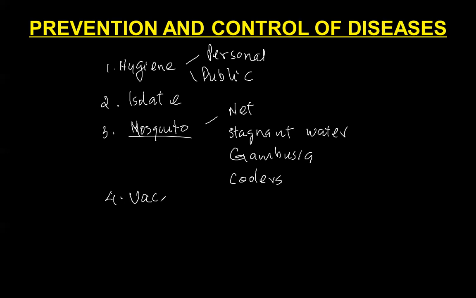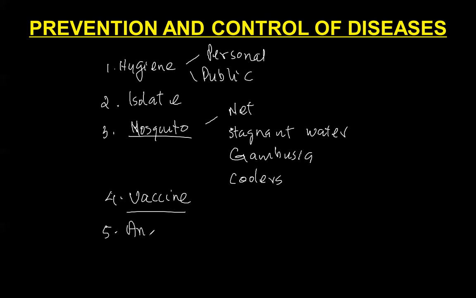The next way is to use vaccines. Vaccines give us immunity from many diseases like chickenpox, smallpox, right? Smallpox is a deadly disease. Polio, diphtheria, pneumonia, and tetanus. They all are controlled by vaccines.